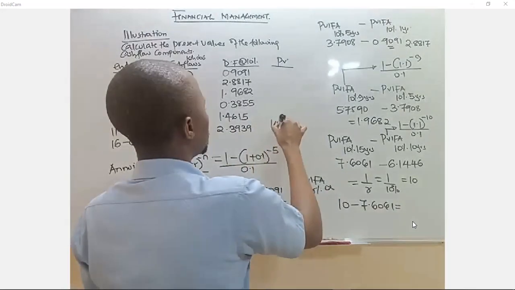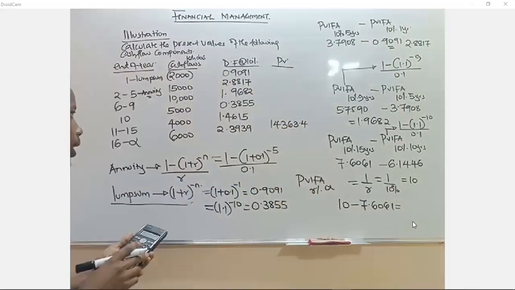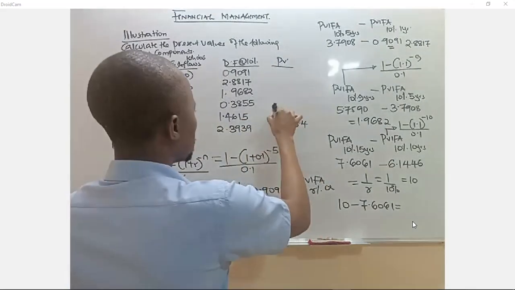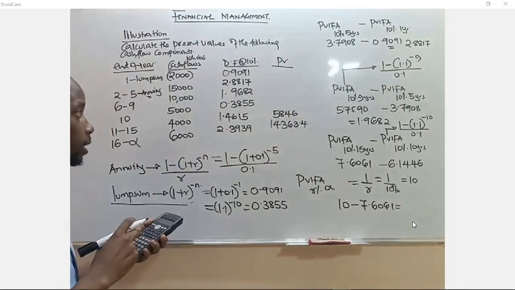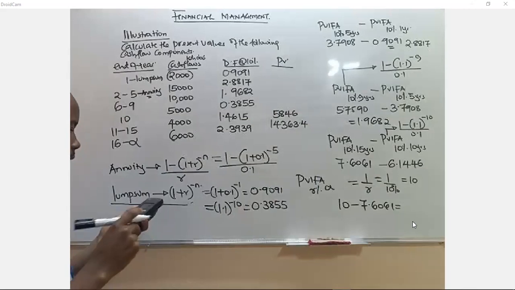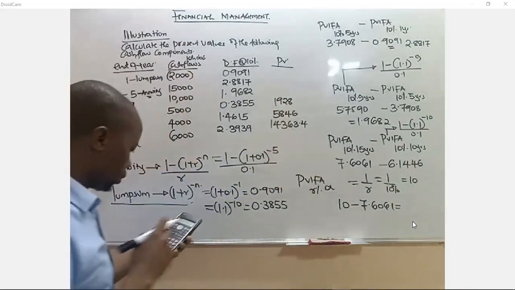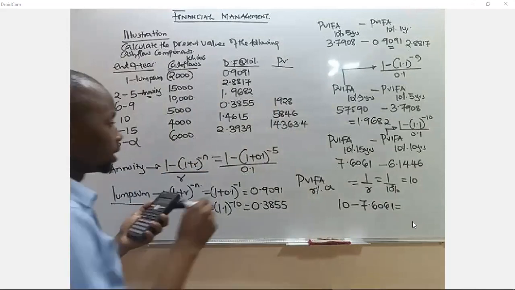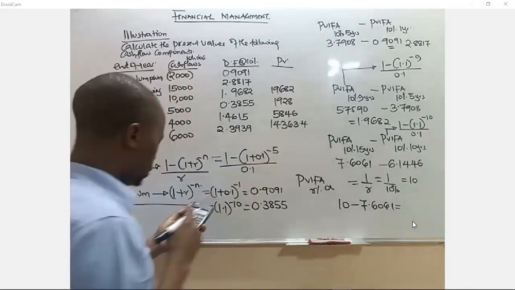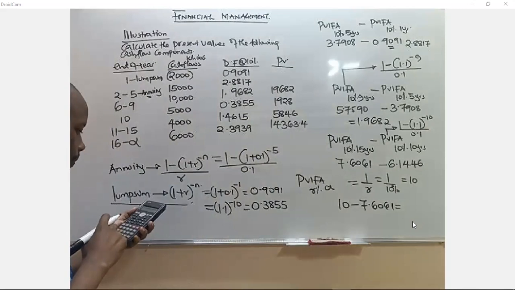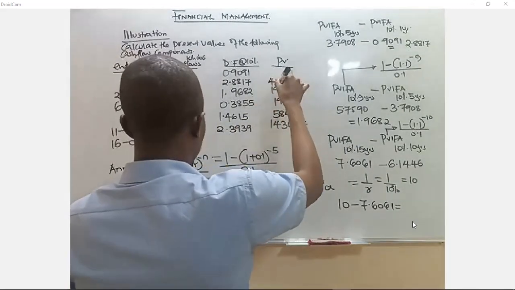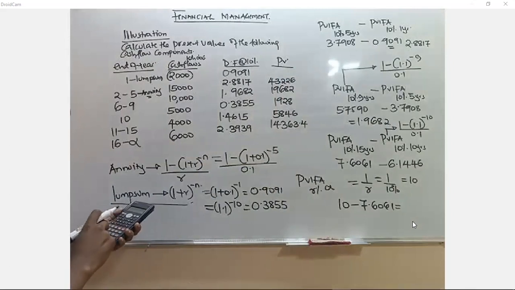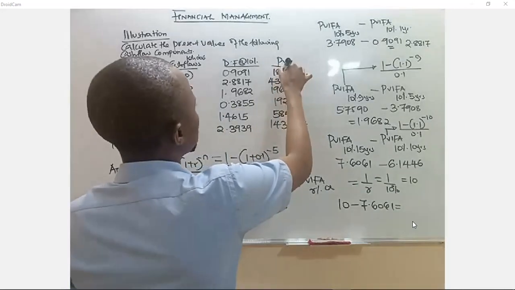Starting from the last one, to get the present value: 2.3939 times 6,000, getting 14,363.4, right? Let us go to the other one, 4,000 times 1.4615, getting 5,846. The other one will be 0.3855 times 5,000, getting 1,928. Then the other one would be 1.9682 multiplied by 10,000, getting 19,682. The other one would be 2.8817 times 15,000. I'm getting 43,226. The first one now, 0.9091 times 2,000, getting 1,818, which is negative now.